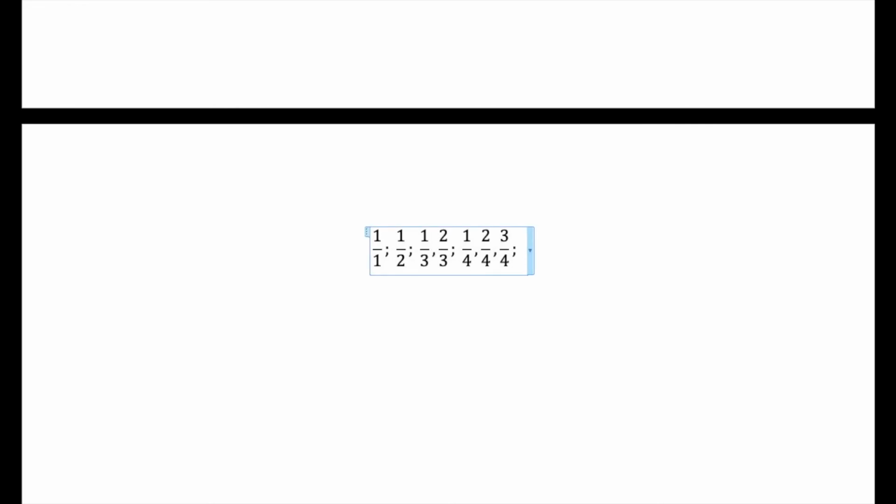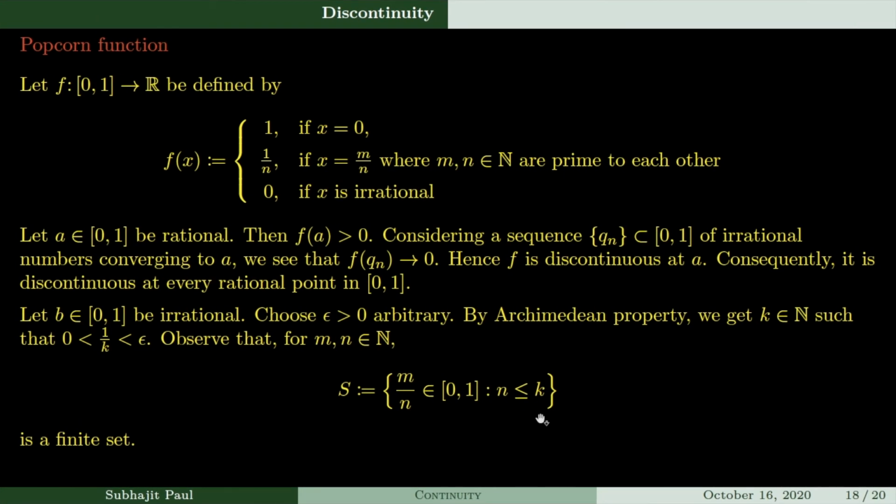If I add 5 there, 1/5, 2/5, 3/5, 4/5, this way, the number of rational numbers with denominator less than or equal to 5 is only this many. So they are finite. In this arrangement, there are only finitely many rational numbers with denominator smaller than a given number. So this is what is happening over here: m/n, the rational numbers in (0, 1) with the denominator smaller than or equal to this number k. So this is a finite set.